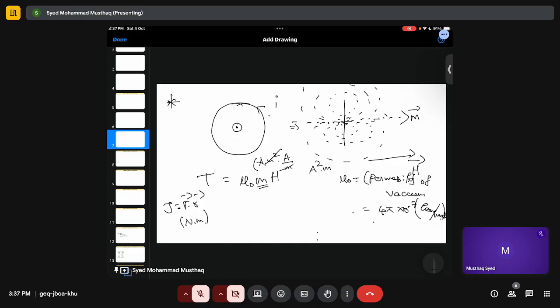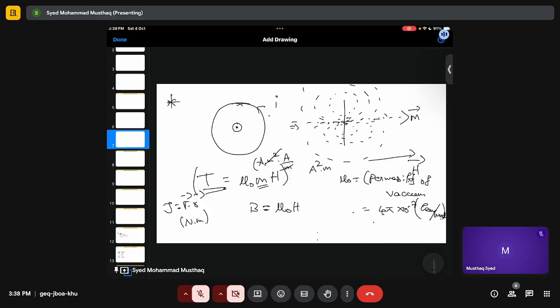Now, to define all these things, we invent some other magnetic field. Let's say to link the torque, we define a second measure of magnetic field, one that relates directly to the torque it exerts on a magnetic moment, right? And it is called the magnetic induction or flux density. So then B will be equal to mu naught times H.